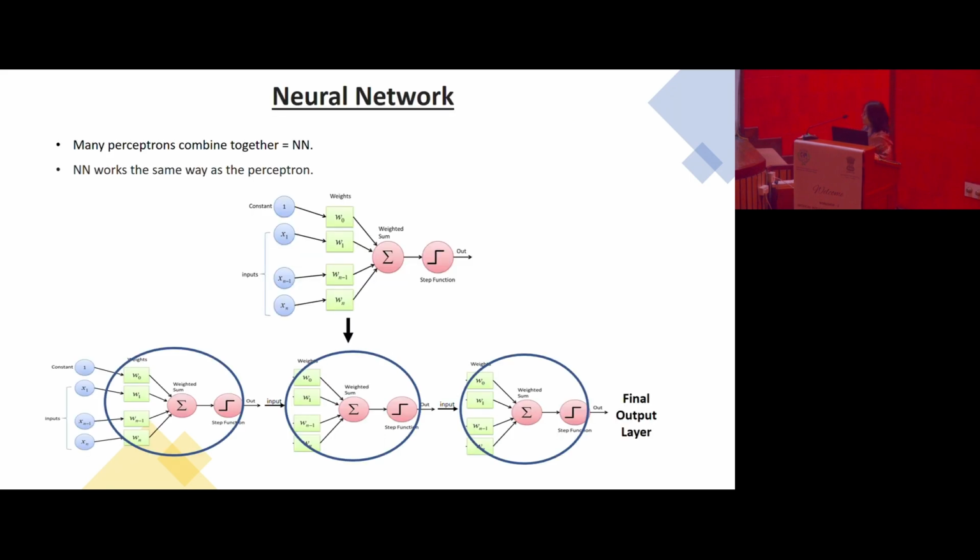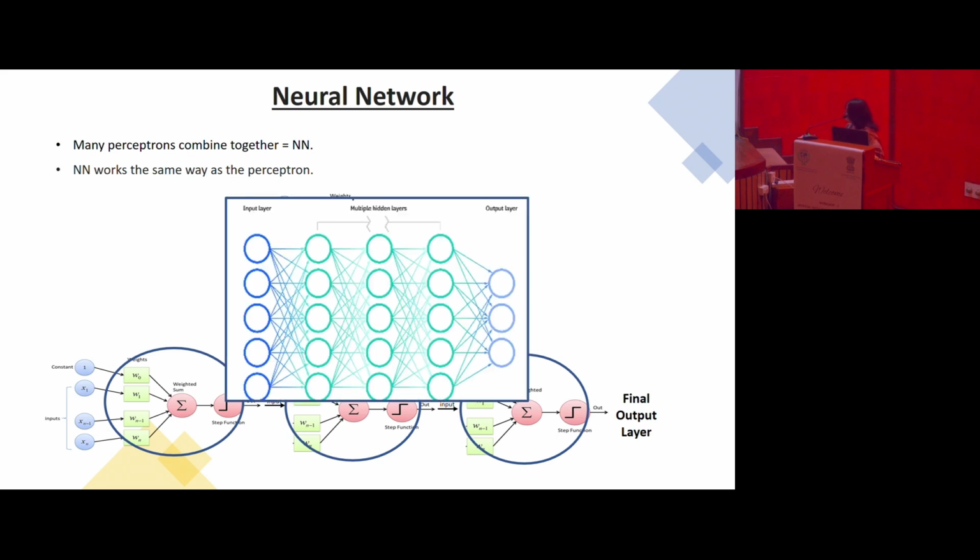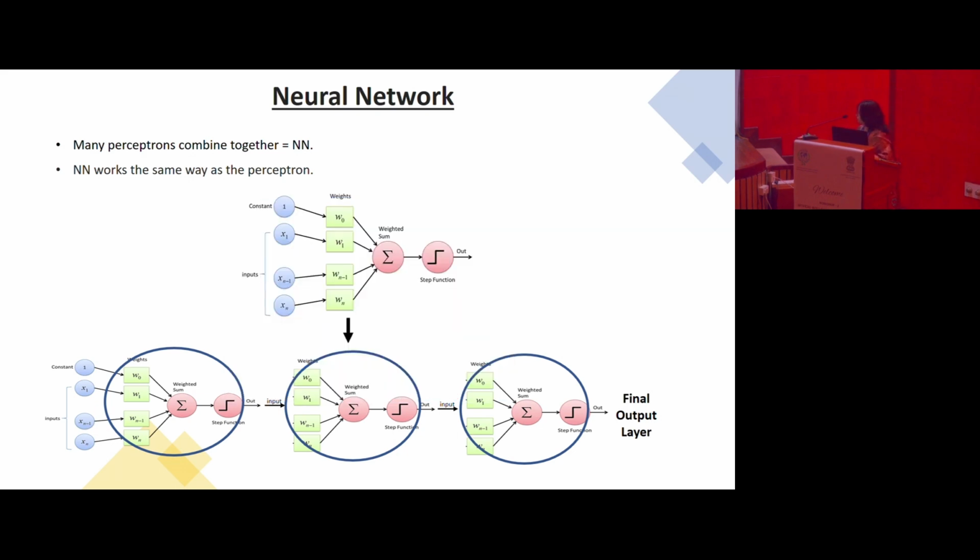So now we know about perceptron. What is perceptron? What is a neural network? A neural network is when many perceptrons combine together, they form a neural network. So it has an input layer, it has multiple hidden layers, and it has an output layer. If we have many hidden layers, we call it a deep neural network, but if we have few hidden layers, we call it a shallow neural network.